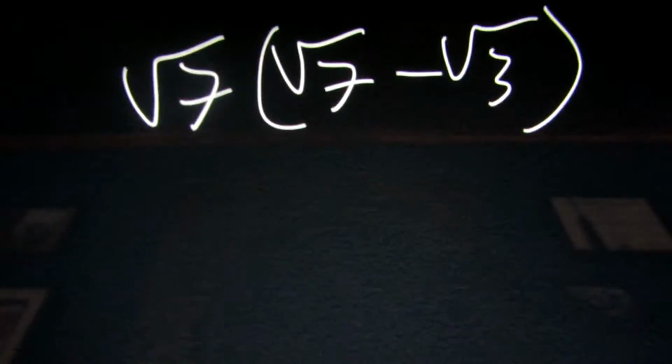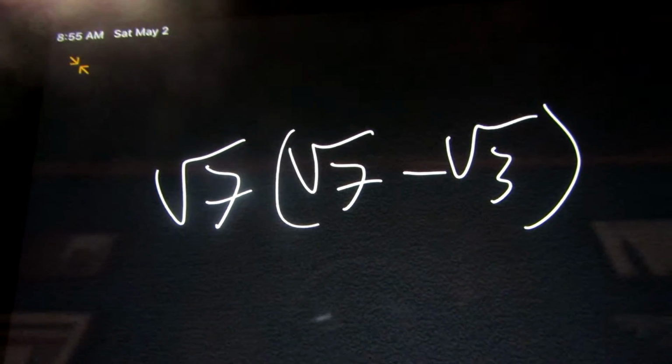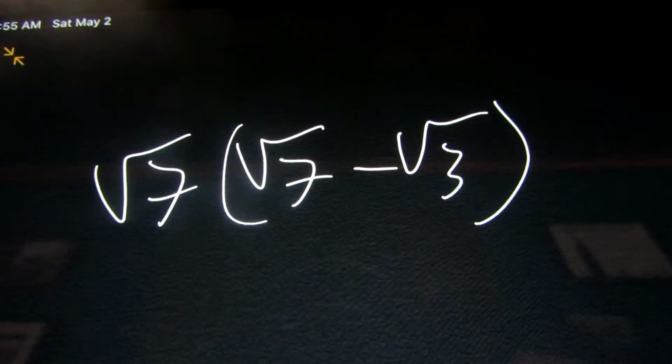So let's say now that we have square root of 7, and then in parentheses, square root of 7 minus square root of 3. So we can't do anything with what's in the parentheses here because they aren't like.